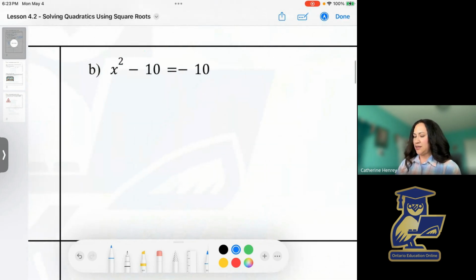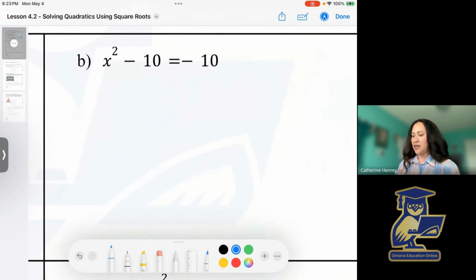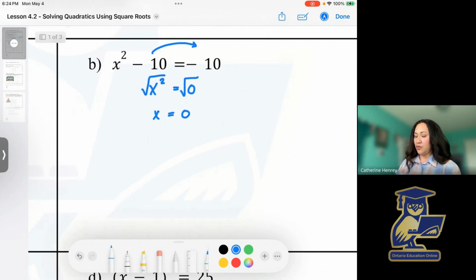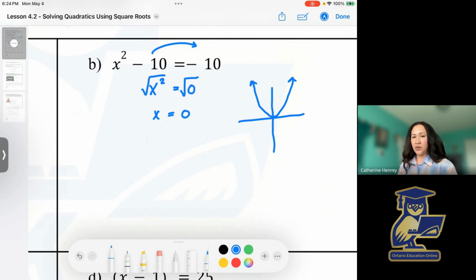Now let's take a look at this example. x squared minus 10 equals negative 10. I'll move the negative 10 over to the right, and it becomes positive 10. So really, I have x squared is equal to 0. So then I take the square root of x squared, and I can also take the square root of 0. Taking the square root of 0 is okay. What happens is you'll get x equals 0. So we only have one solution, and it's 0. So this means that if you were to look at a parabola, you would have the parabola touch the x-axis at 0, and it would only touch once.